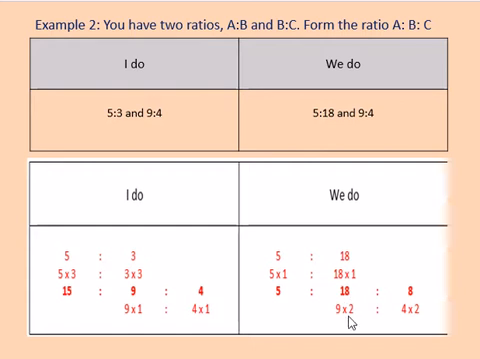So 9 times 2 gives 18 on the second ratio, and 4 times 2 gives 8. So if we read this ratio off, it's 5 to 18 to 8. Please mark that in green pen, and really well done if you got that right.